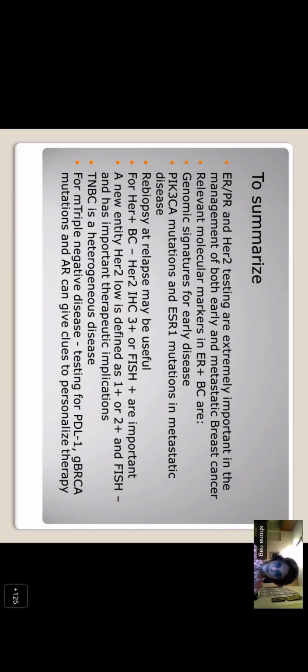For HER2 positive breast cancer, a 3+ or FISH positive are important, but a new entity, HER2 low, defined as 1+ or 2+ FISH negative, today has important therapeutic implications with the ADC called trastuzumab deruxtecan. Triple negative breast cancer is heterogeneous, and for metastatic triple negative disease, testing for PD-L1, germline BRCA mutations, and androgen receptors can give us clues to personalized therapy.